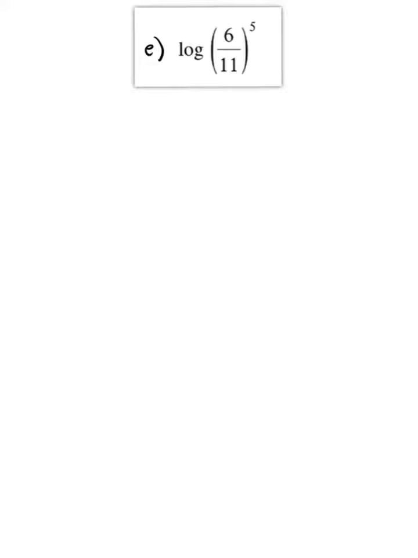Okay, so this one, the whole inside of this log is raised to the 5th power. There's 6/11ths. There's a fraction, but that fraction's in parentheses, and it's raised to the 5th power. So that whole fraction is being raised to the 5th. That means when that happens, we'll use the power rule first. The power rule says that whatever the exponent is of the argument, we can take it out and multiply it out front. And so that's what we'll do first.